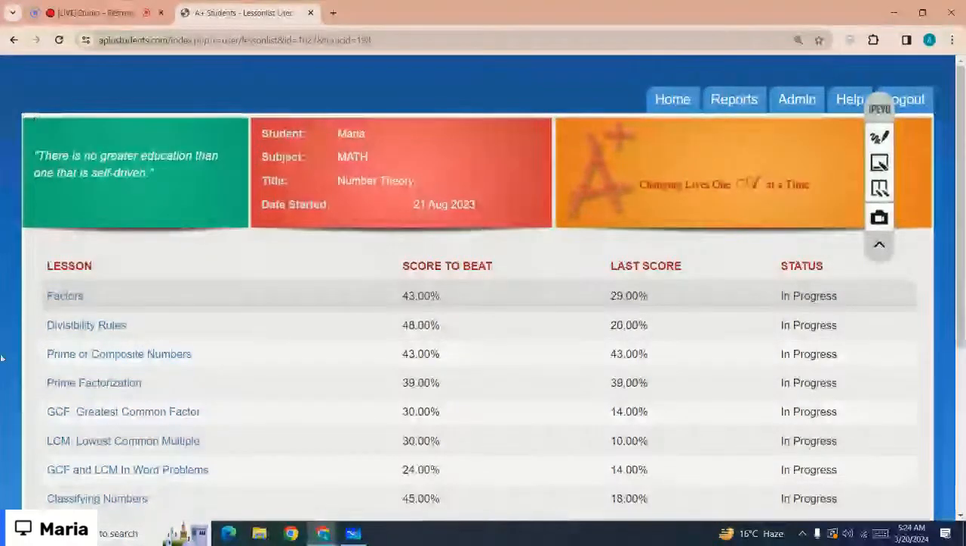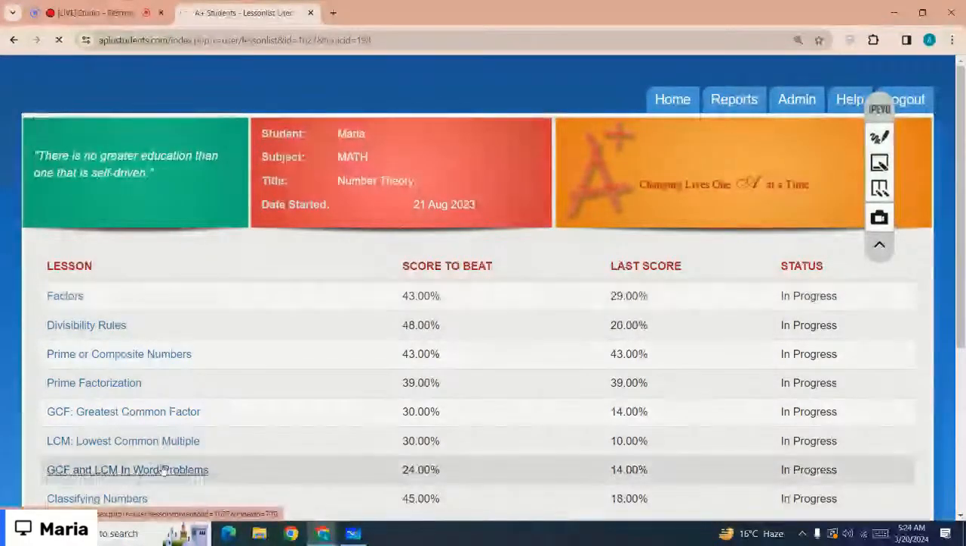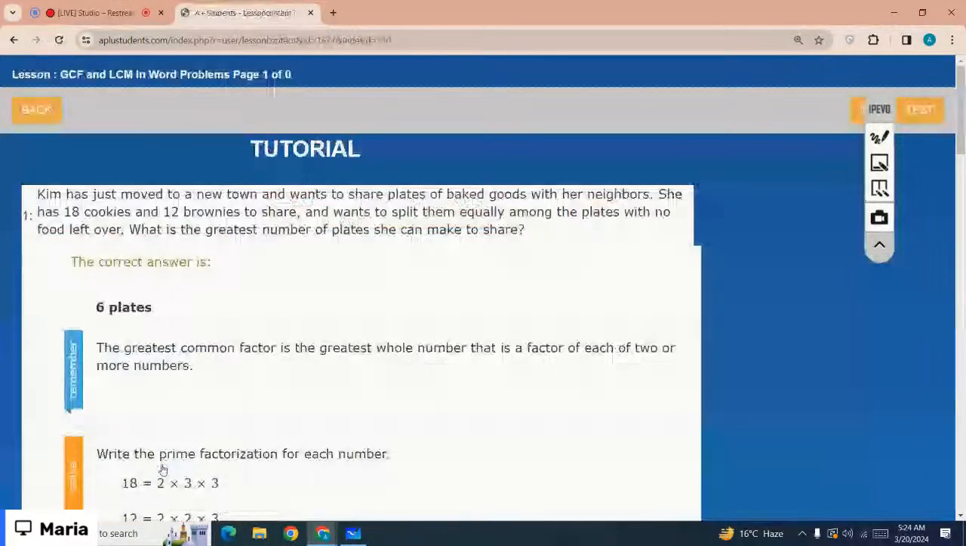Okay, the next one is GCF and LCM in word problems. Let's just start with the lesson. Kim has just moved to a new town and wants to share plates of baked goods with her neighbors. She has 18 cookies and 12 brownies to share and wants to split them equally among the plates with no food left over. What is the greatest number of plates she can make to share?